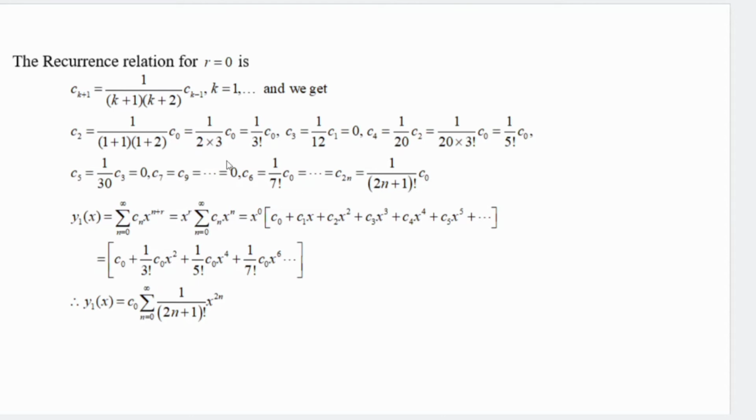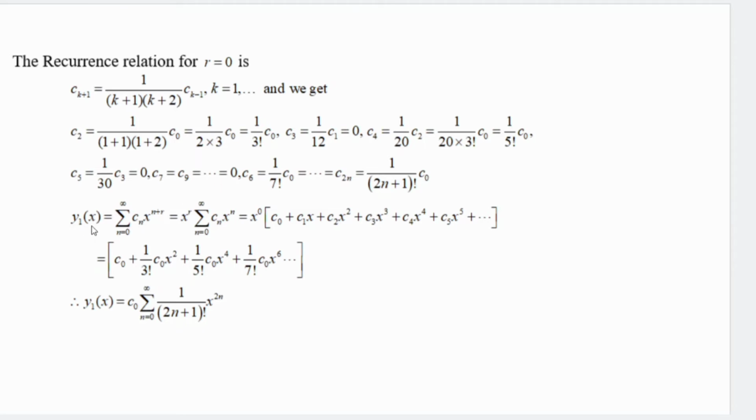In this way we can find c2n equal to 1 by factorial (2n plus 1) c naught. That means the odd coefficients c1, c3, c5 are 0, and we get c2, c4, c6 in terms of c naught.